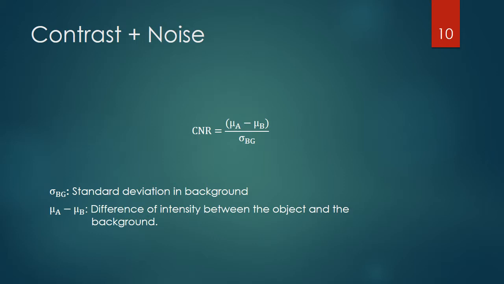The contrast to noise ratio is represented by this formula, where sigma bg is the standard deviation in background, and mu A minus mu B is the difference of intensity between the object and the background.